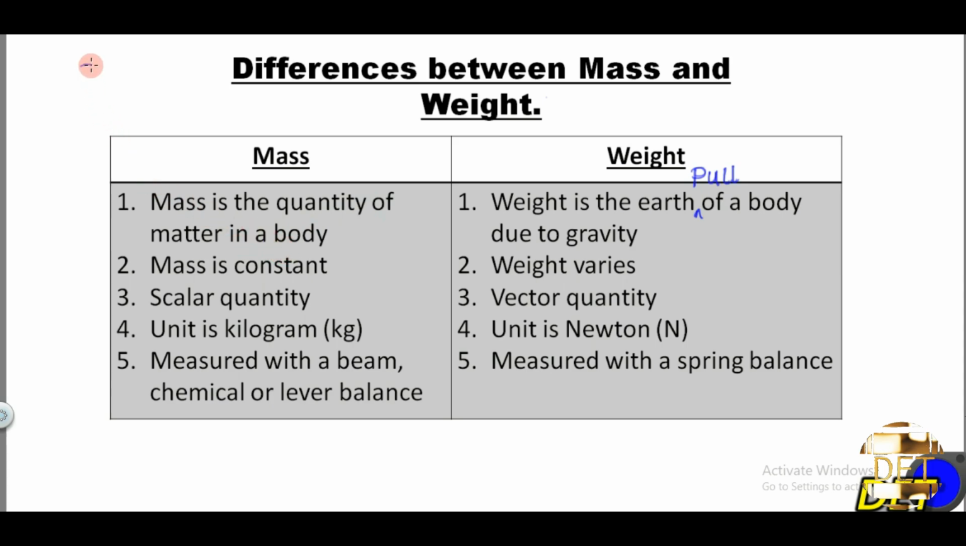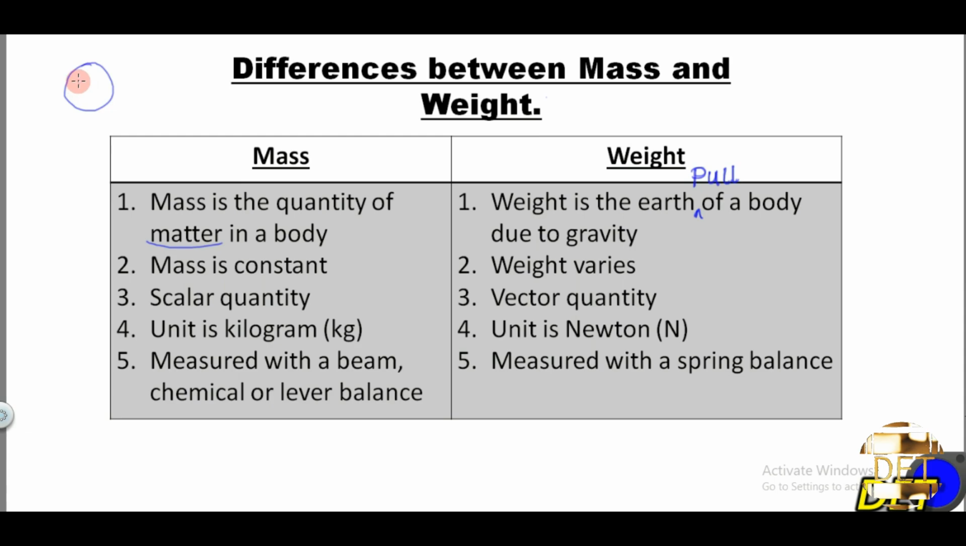For instance, if I have this circle, this is the mass of this circle. It's the quantity of matter inside this body. The quantity of matter in the circle is the mass of the circle. While weight is the earth pull of a body due to gravity. So weight is entirely a different thing from mass.